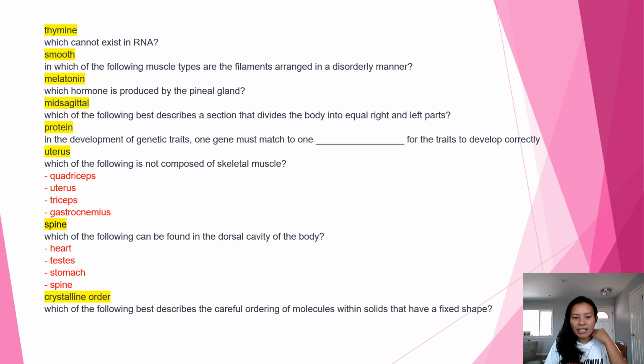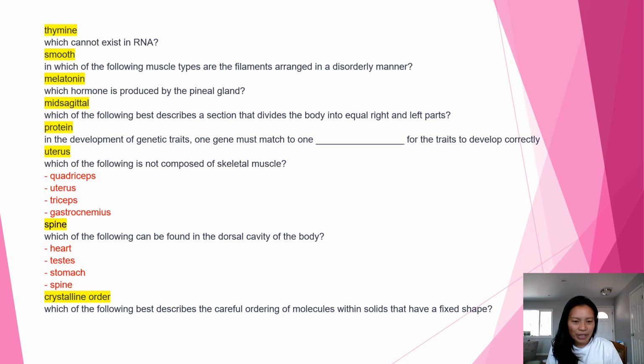In the development of genetic traits, one gene must match to one protein for the traits to develop correctly. Okay, so in here I have some choices. Which of the following is not composed of skeletal muscle? We have the quadriceps, uterus, triceps, and gastrocnemius. So the answer is uterus, because I think the uterus is a smooth muscle.